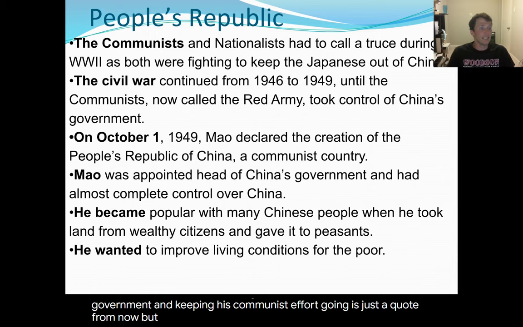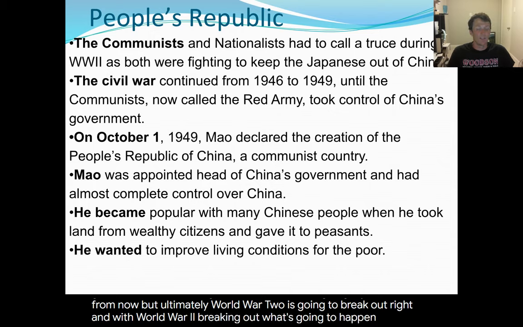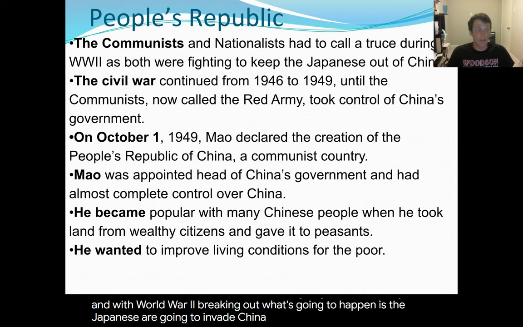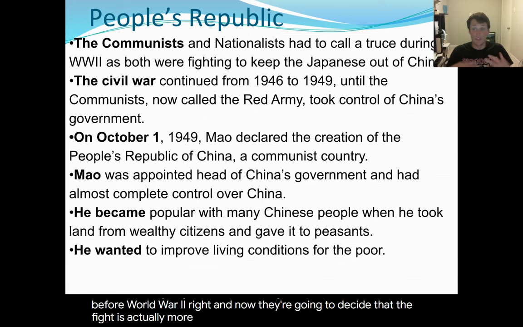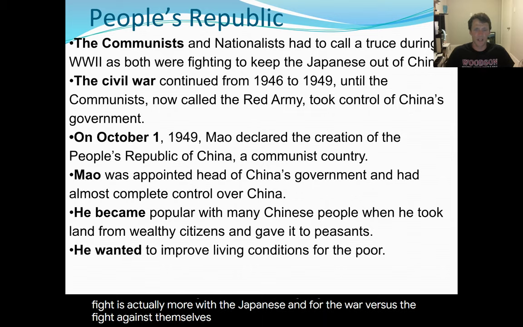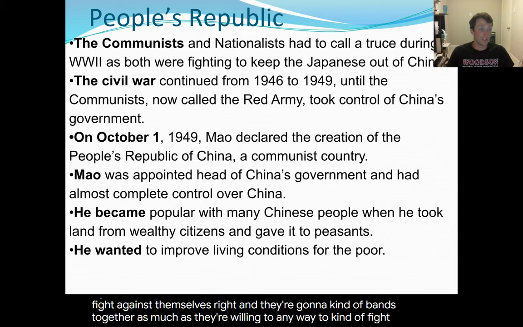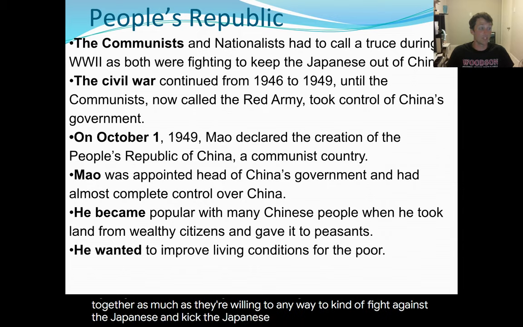But ultimately, World War II is going to break out, right? And with World War II breaking out, what's going to happen is the Japanese are going to invade China, right? Well, at least they did before World War II, right? And now they're going to decide that the fight is actually more with the Japanese and for the war versus the fight against themselves, right? And they're going to band together as much as they're willing to anyway to fight against the Japanese and kick the Japanese out of China, right?